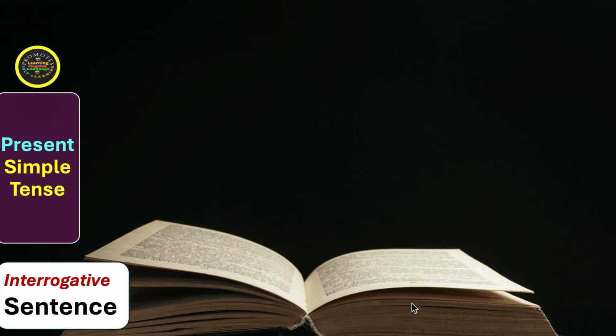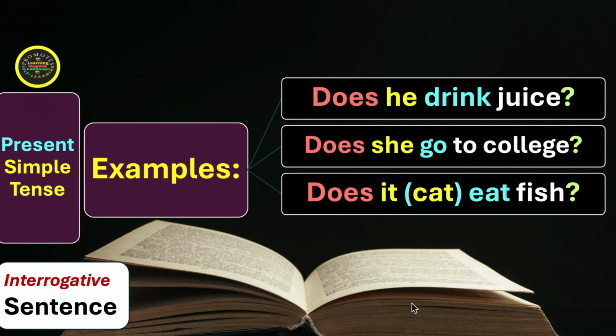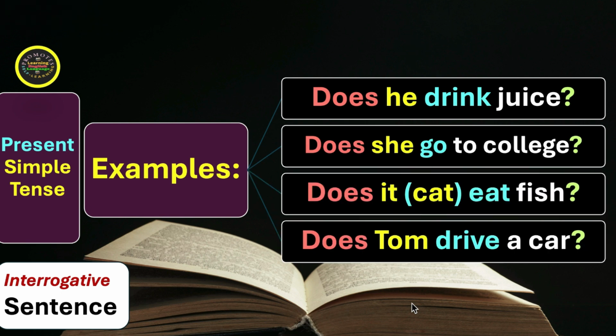Let's have examples of interrogative sentences like does he drink juice? Does she go to college? Does it for cat here eat fish? Does Tom drive a car?